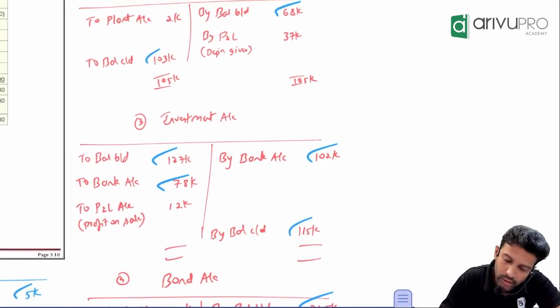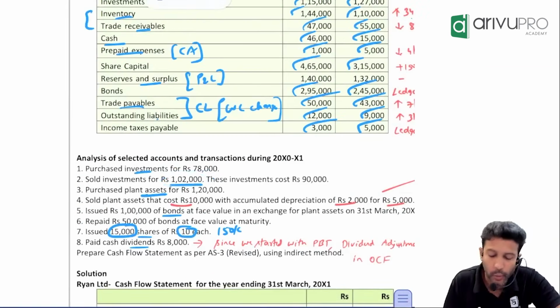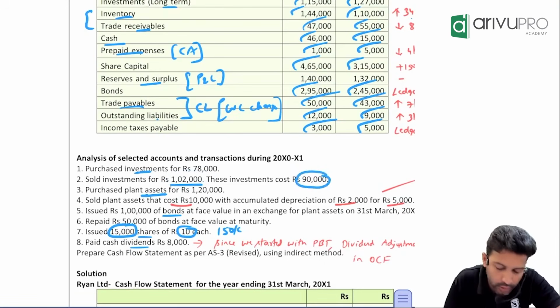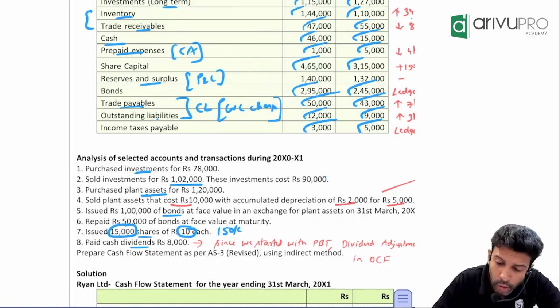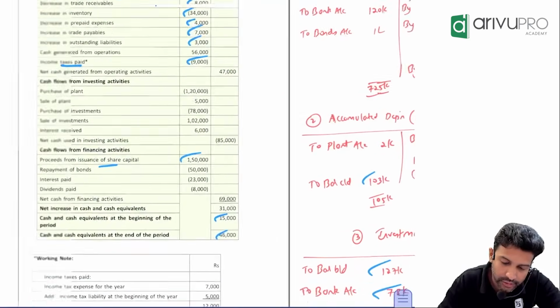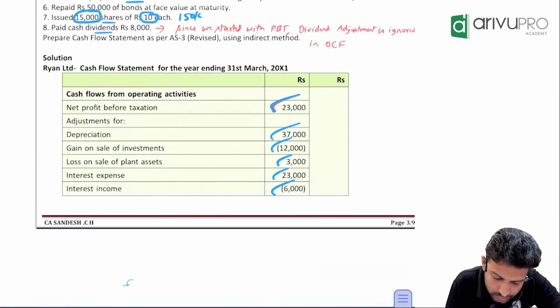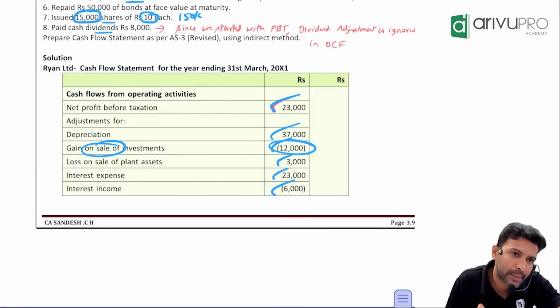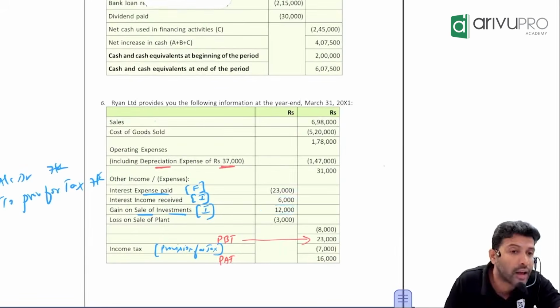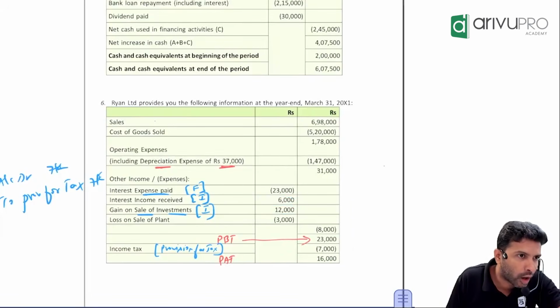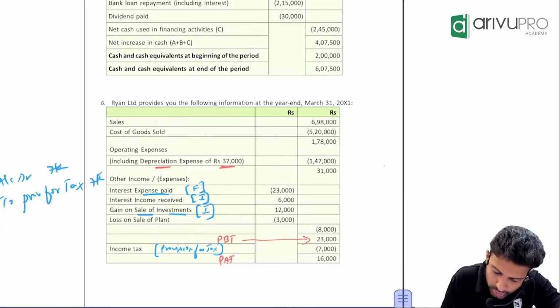We sold the investment for 102,000, but the cost was how much? 90,000 was the cost, but we sold it for 102,000. What is the profit? 12,000. That profit of 12,000 we have already adjusted here. It's already captured because it came in the P&L of the question. So should we have to do anything for it or is it already done? Got it. Can I move forward?